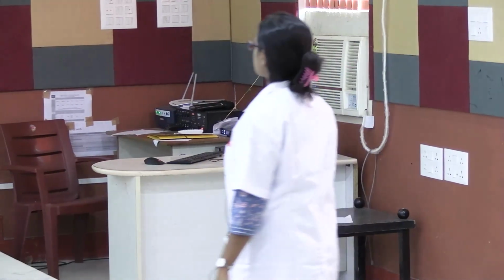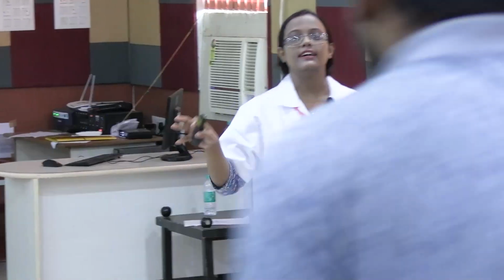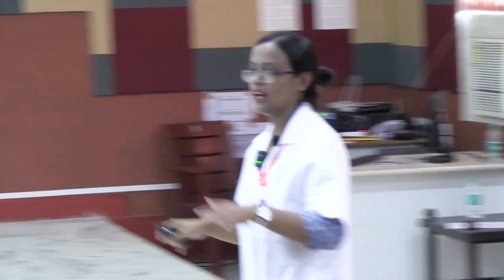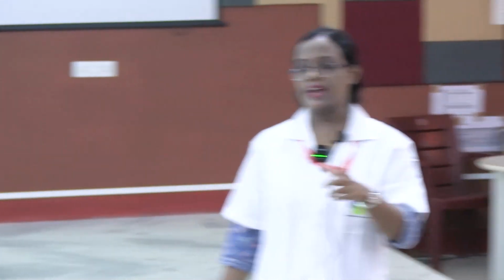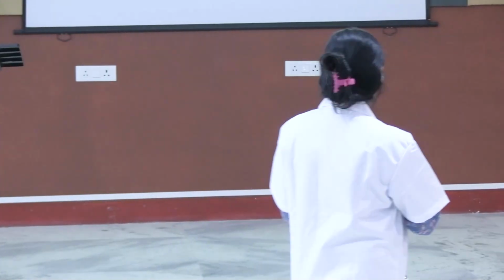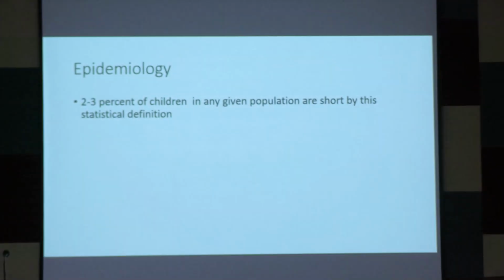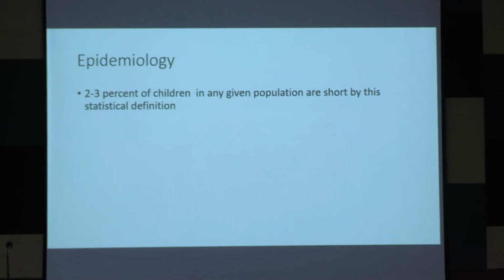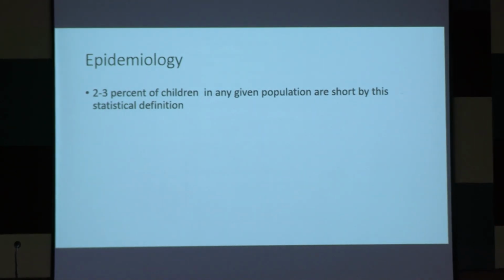Let's look at the definition. What is short stature? Whenever the height of the child is less than the 3rd percentile in the growth chart, or it is more than 2 standard deviations below the median of the height for a particular age and gender in a given population, right? This is the definition of short stature. In any given population, about 2 to 3% of children present with short stature.